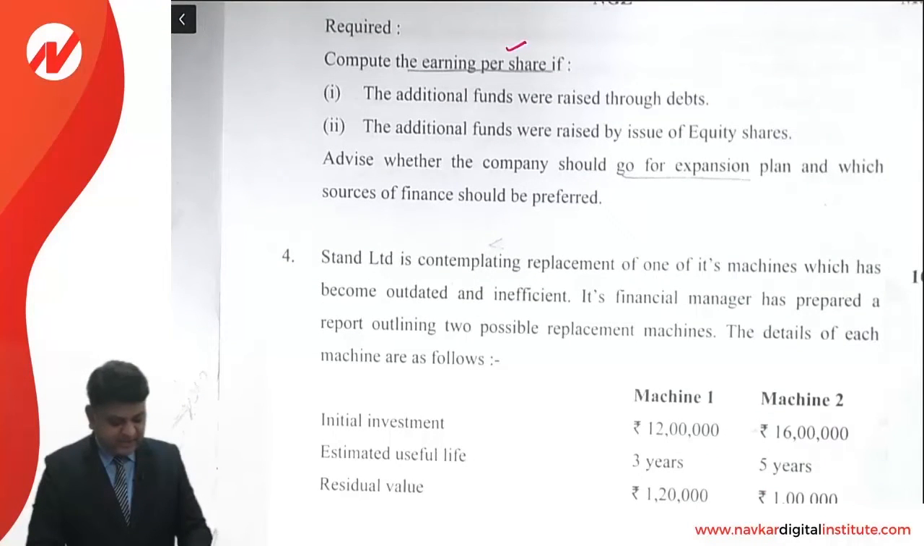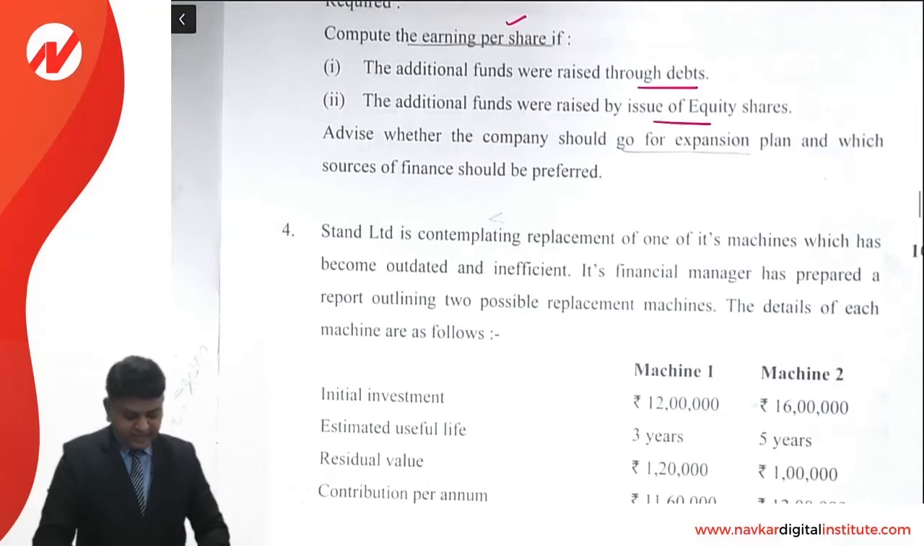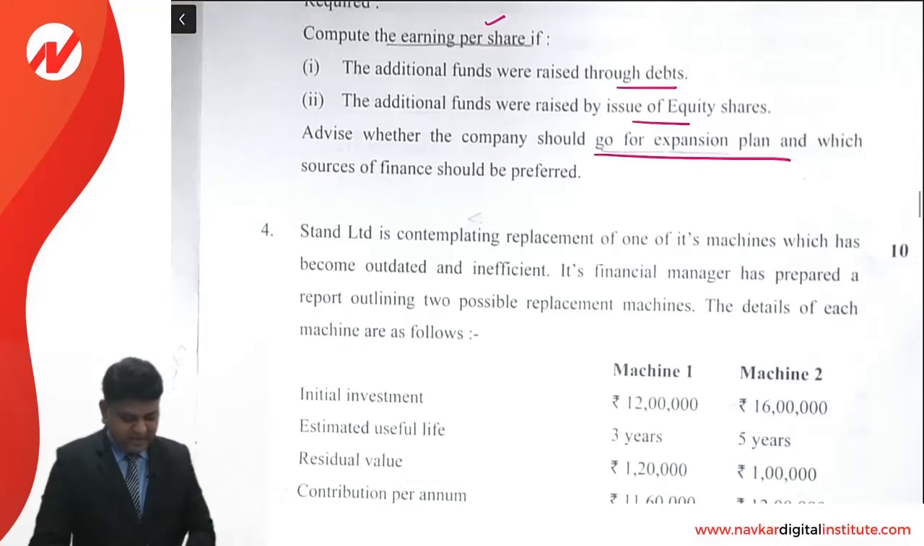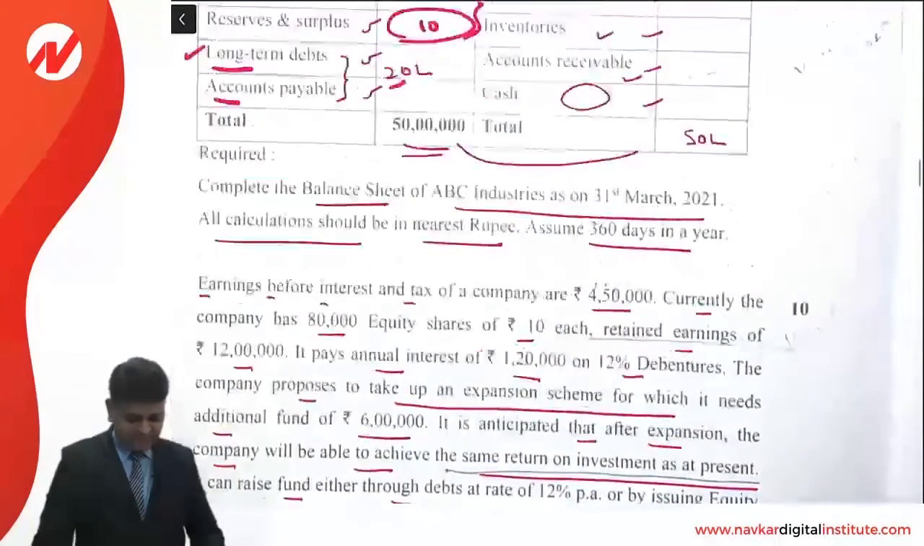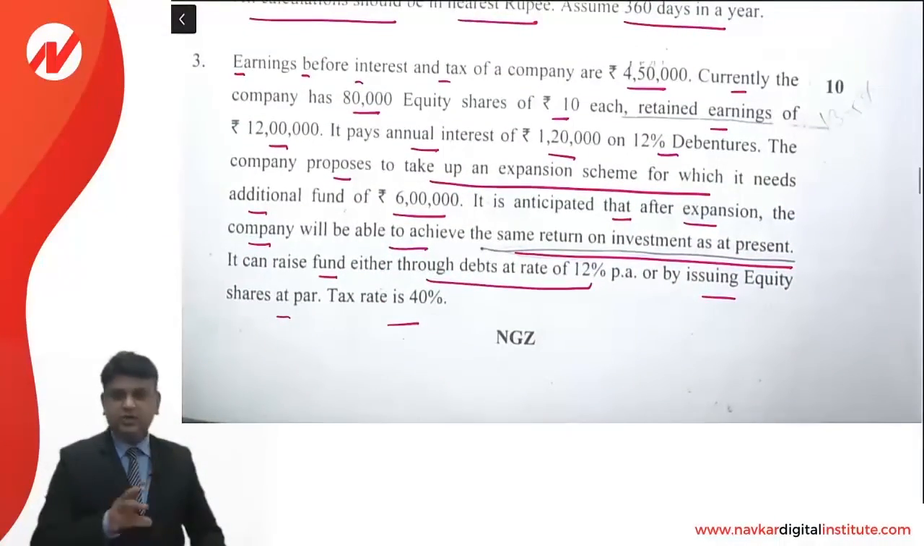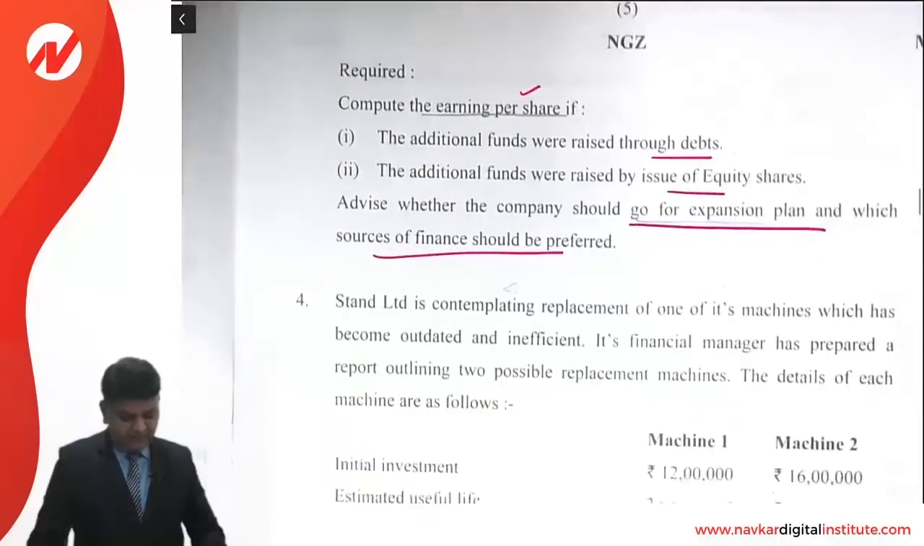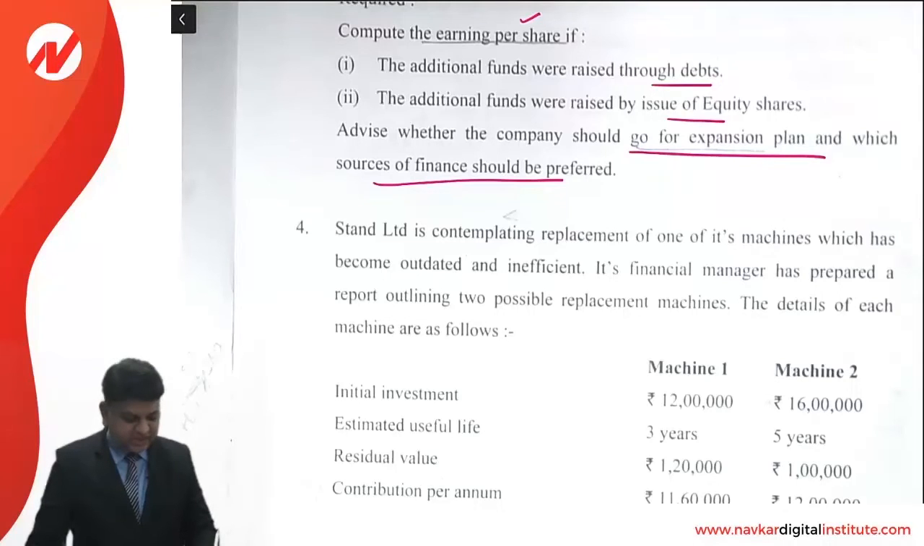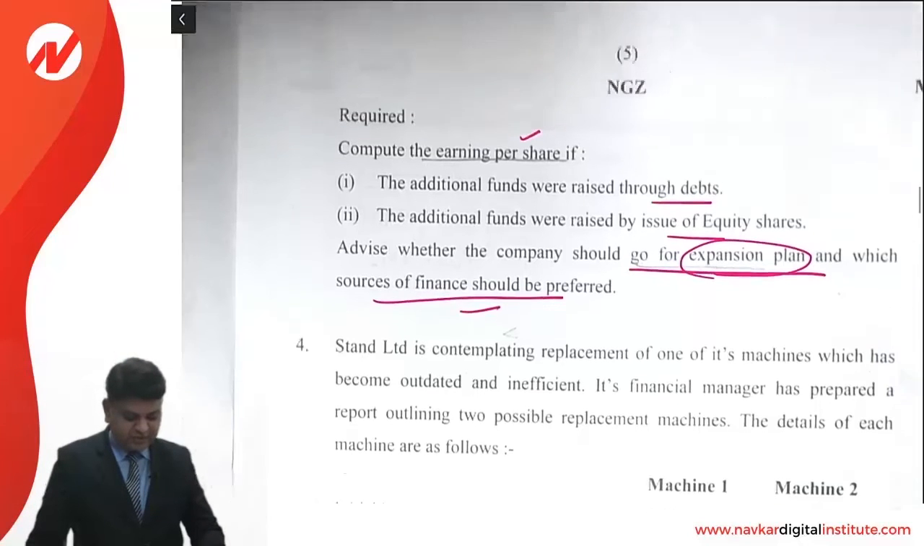Compute EPS if additional funds are raised by way of debt financing, and if additional funds are raised by way of equity shares. Advise whether the company should go ahead for the expansion and which source of finance should be preferred. That is what they have provided to us. So over here we are required to make the calculation of the earning per share, and we are required to take a decision whether the company should go ahead for the expansion plan or not. And if at all you are suggesting the expansion plan, then which source of finance should be selected?